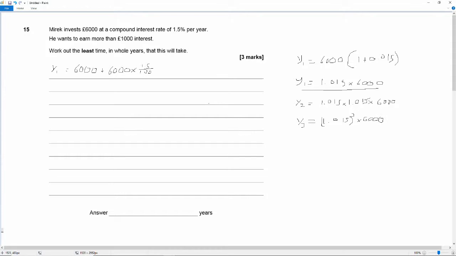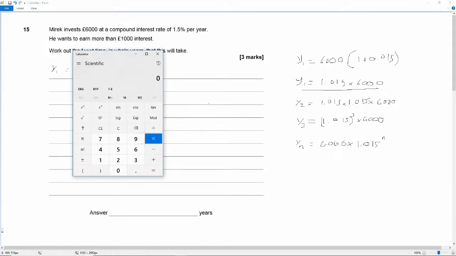So we can generalize this and say year n is equal to 6,000 times 1.015 raised to the power of n. And that is our compound interest formula that we've just derived from first principles.